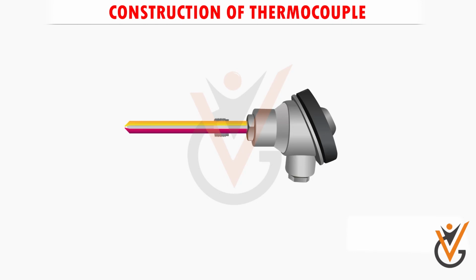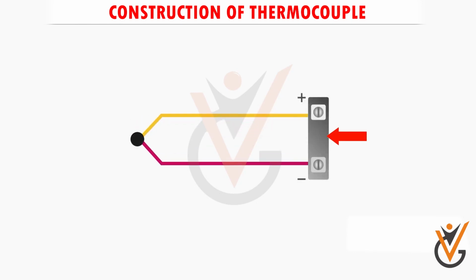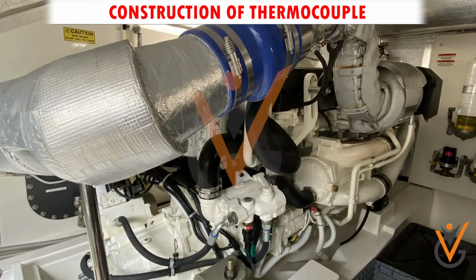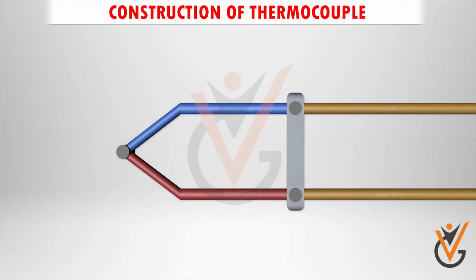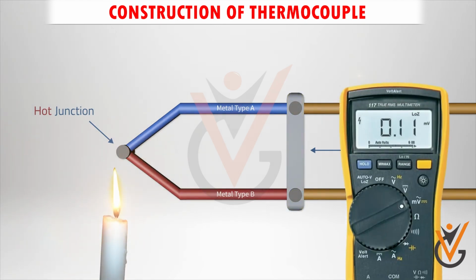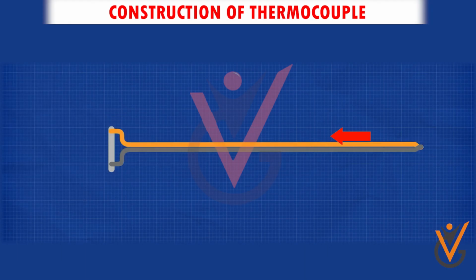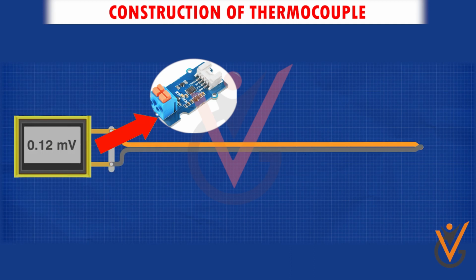These materials are connected together in a ceramic sheath, covered again by a metal sheath, and fitted at desired locations like the exhaust manifold, etc. One end of the thermocouple is placed in the hot junction, and the other end is kept in a constant cold junction. These leads go to a temperature indicator through an amplifier and compensating lead. The compensating lead, normally made of copper, does not affect the circuit and helps in transmitting the output to a remote location.